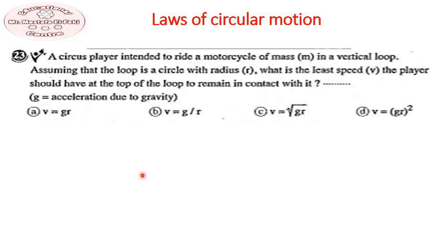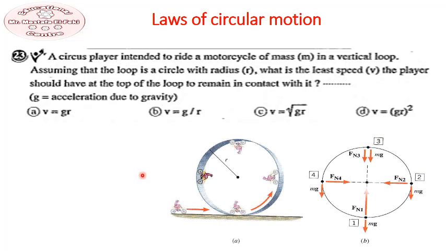A circus player intends to ride a motorcycle of mass m in a vertical loop. Assuming that the loop is a circle with a radius r, what is the least speed the player should have at the top of the loop to remain in contact with it? Let's say this is the figure representing the circus player when it moves in a circular loop.